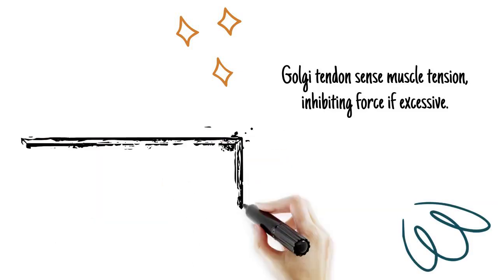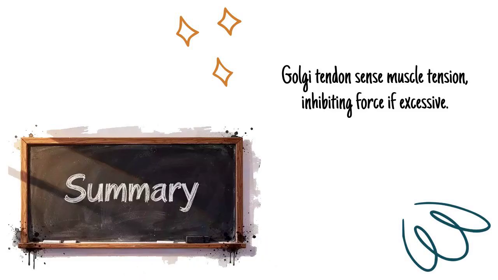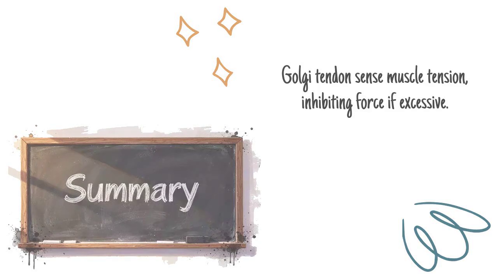In summary, the Golgi tendon organ lies at the musculotendinous junction, is arranged in series with muscle fibers and tendon, and primarily senses muscle tension rather than muscle length. Its most commonly discussed role is inhibition of muscle force production when load becomes excessive, although it can also facilitate or inhibit contraction depending on spinal and supraspinal influences.